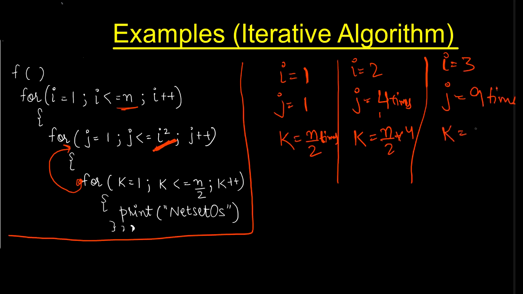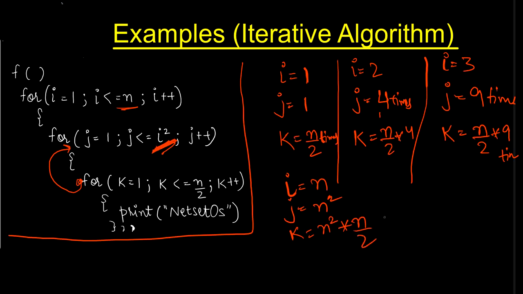Now for I is equal to 3, j will run for I square, that means 9 times, and k will run n by 2 into 9 times. So if I is equal to n, if I is running for n times, j will run for n square times, right? And k will run n square by n by 2 times.